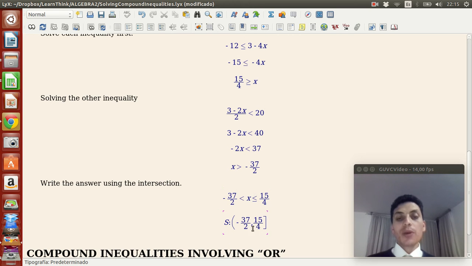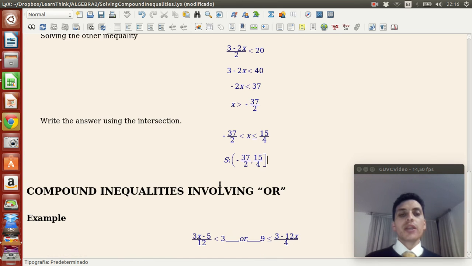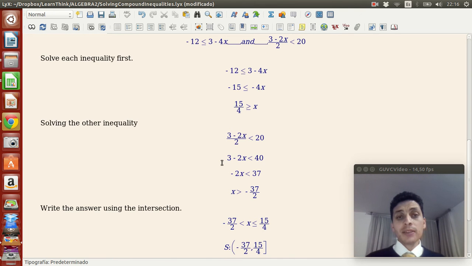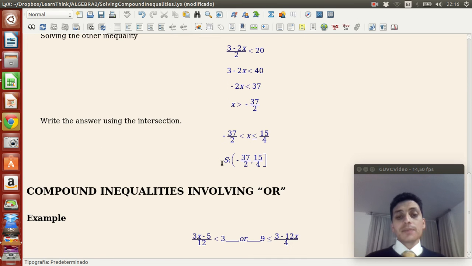And that's how we have the first solution with compound inequalities with AND. AND means intersection. Now let's see how we work with OR inequalities. If we have OR inequalities, we have to solve both inequalities as we did in the second example with AND. But at the end, we have to take into account the union. So you need to check both solutions at the same time. Let's see how it works.